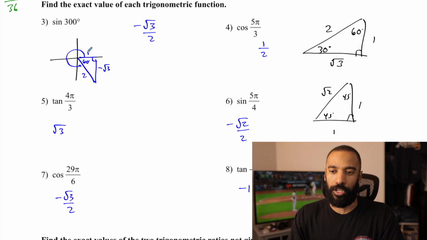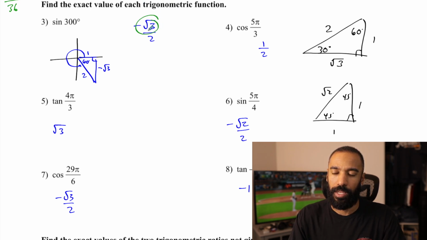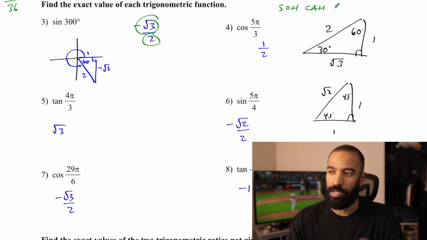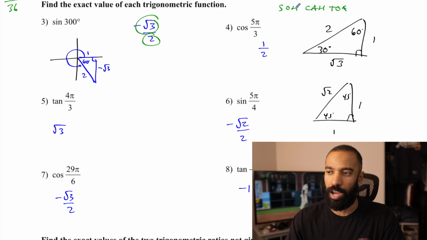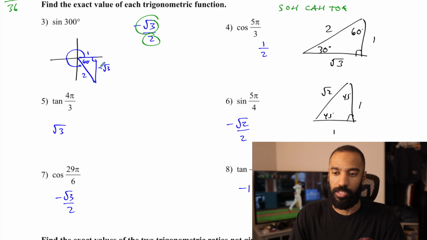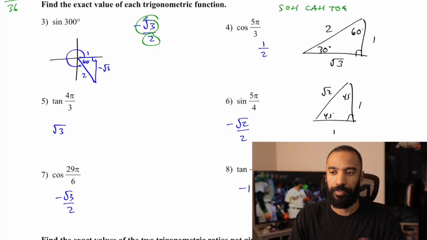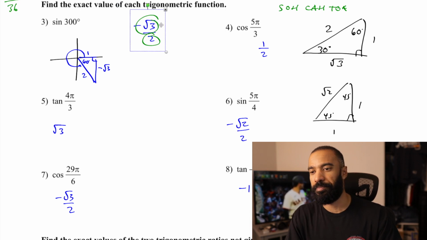Sine of 300 degrees is the same as sine of the 60 degrees inside here, basically. 60 is our reference angle, and relative to this, the opposite is negative root 3 right here, and the hypotenuse is 2. We're referring to SOHCAHTOA right here. Sine is opposite over hypotenuse. So opposite the 60 is negative root 3, hypotenuse is 2. So yes, it is negative.